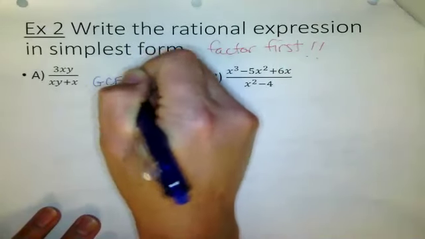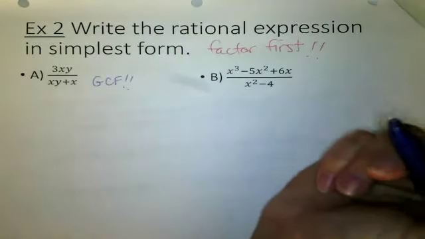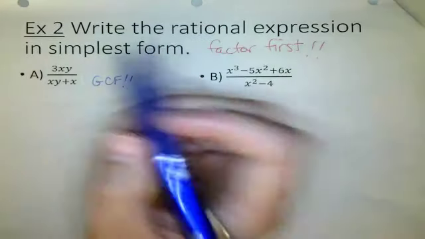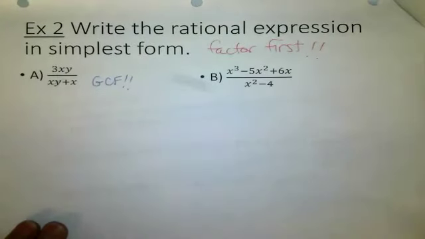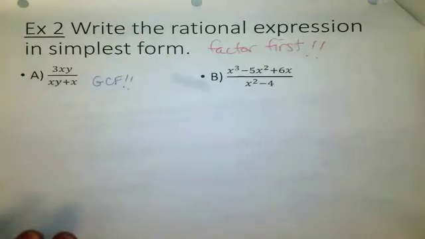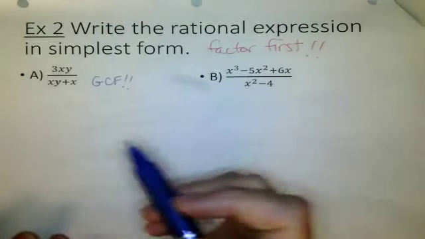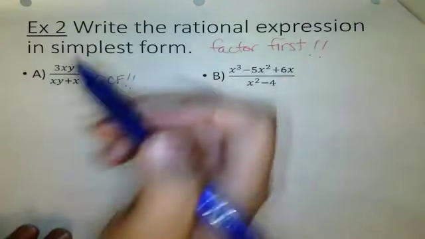GCF. There is a greatest common factor in that denominator. Can I just cross off the xy's on top of mine? No. No. It's not in factored form. If you need me to prove that to you, we can use some numbers.